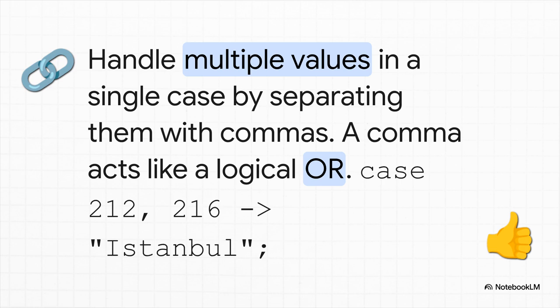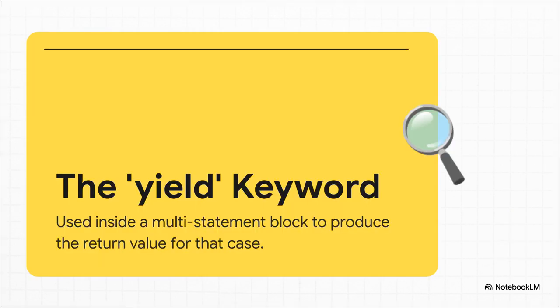So in this example, if the value is 212 or 216, the result is Istanbul. That comma acts just like a logical OR, and it's so much easier to read. But what if a single line isn't enough, right? What if you need to do a few things in a case, like log a message before you return a value? For that, Java gives us a brand new keyword, yield.